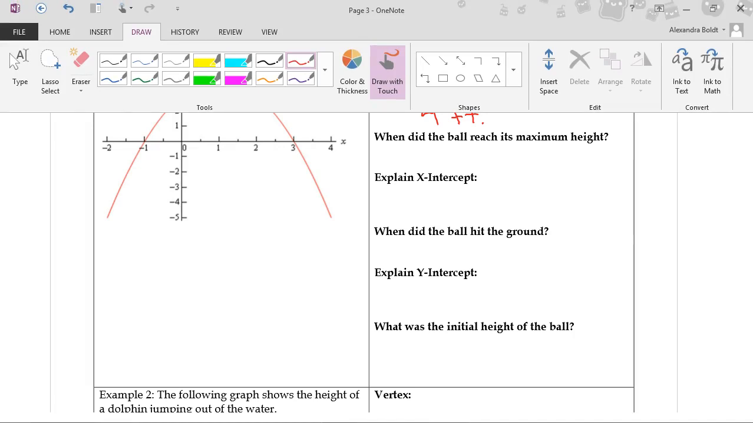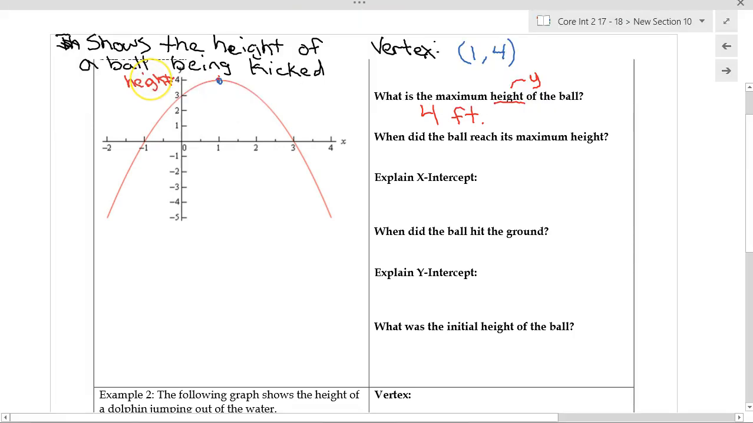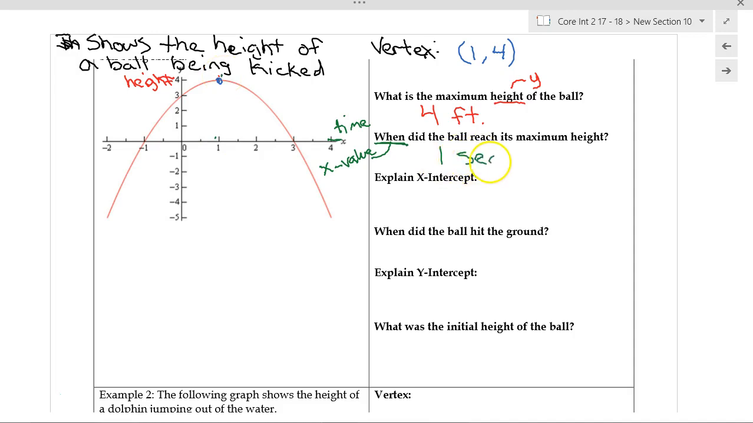Then, our x-axis, this one is time. So we have time versus height. The next question is asking, when did the ball reach its maximum height? This is asking about the x value. So it's a when question, it's time, x. So what was my x value? Well, it reached its maximum height after 1 second.